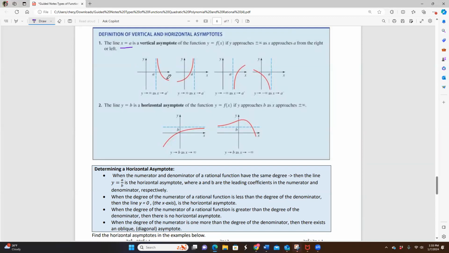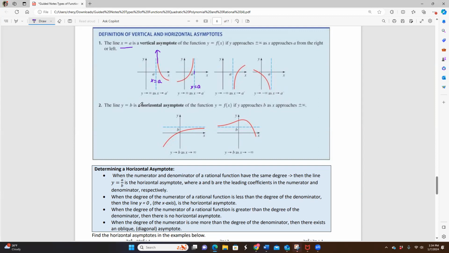So here we have a graph approaching x equals a from the right, and the y value of the function is approaching positive infinity. So this is a vertical asymptote. Here we have the line x equals a once again, but my curve is approaching it from the left to infinity. In my next two, I'm approaching x equals a from the right, and the y value is going to negative infinity, or my curve is approaching it from the left, and the y value is going to negative infinity.